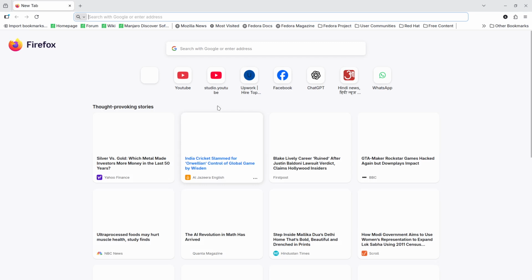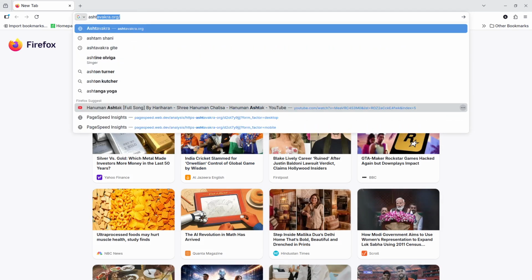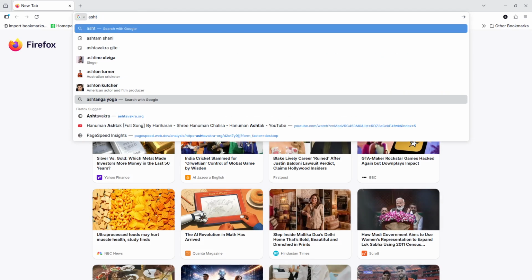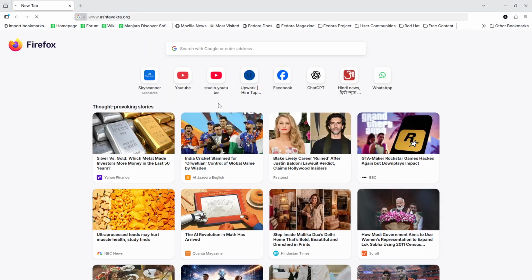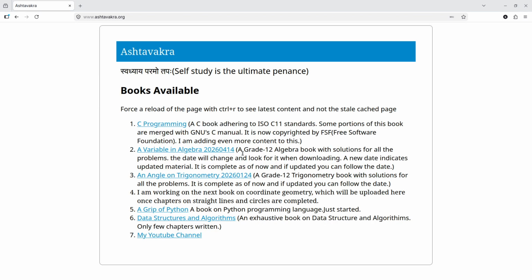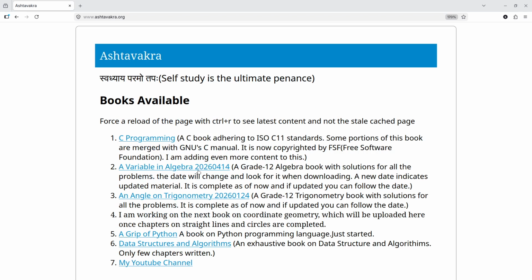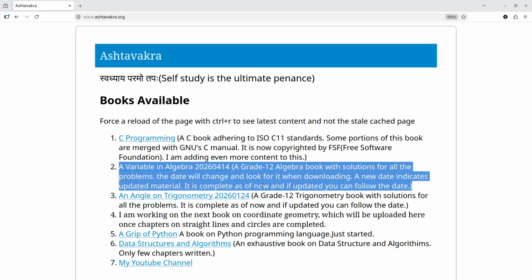Let me show you how you can download the book. You go to my website ashtavakru.org, and you can download the PDF here. As I find typing mistakes and correct them, I upload the new file. This date will indicate on what date the PDF was updated. So this is, I believe, yesterday, 14th April. And you can also download the trigonometry book, which was updated in January. It is complete, so you can go ahead, download and study.